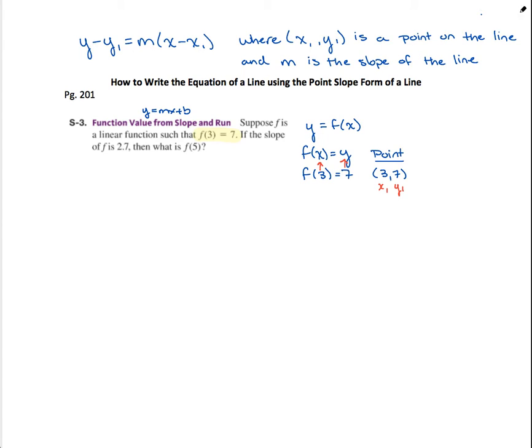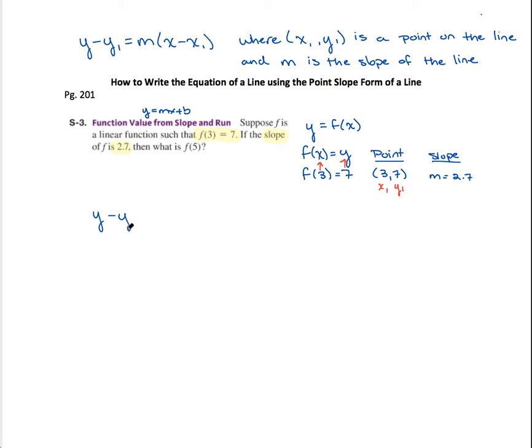Okay, what other piece of information are we given? We're also told that the slope is 2.7. So that's another piece of information that we're given, so I'm going to write that down. Okay, we know that the slope is 2.7. So going back to what I said earlier, anytime you're given a point and the slope of a line, the easiest way to write the equation of that line is to use the point-slope formula.